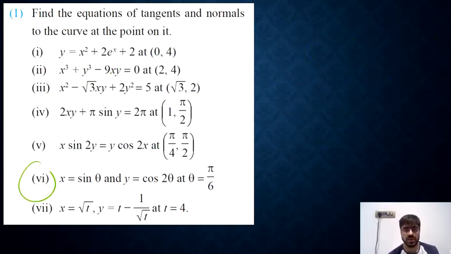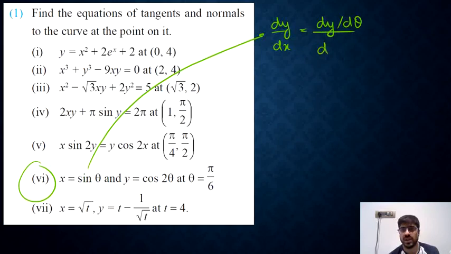With that, we go ahead with the sixth one, where x has been given to us and y also has been given to us. So to get the equation of tangent, what we need is dy by dx. And because these are parametric equations, we will write dy by dx as dy by d theta upon dx by d theta. Dy by d theta is going to be minus 2 sine 2 theta, divided by dx by d theta, that's going to be cos theta.